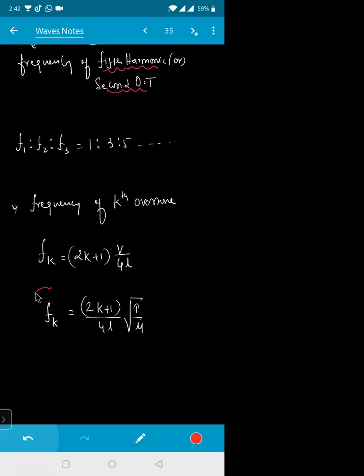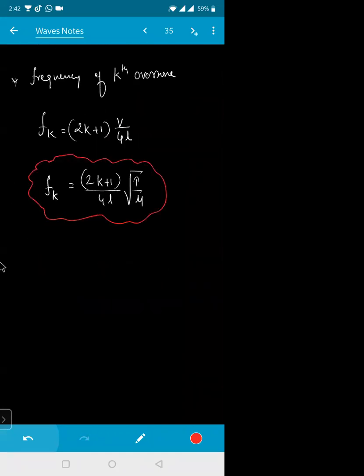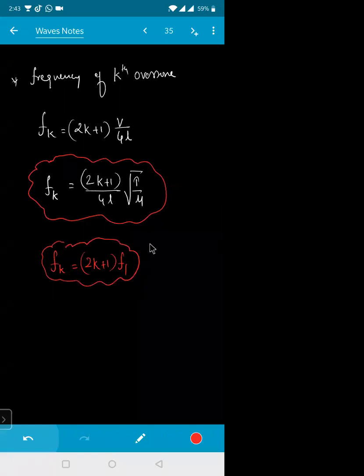Okay, now? Clear? So I can write here the frequency of the kth overtone will be equal to (2k plus 1) times your fundamental frequency. Where k value will be equal to how much, beta? 1, 2, 3, go on like this. For example, if I'm taking k as 0.